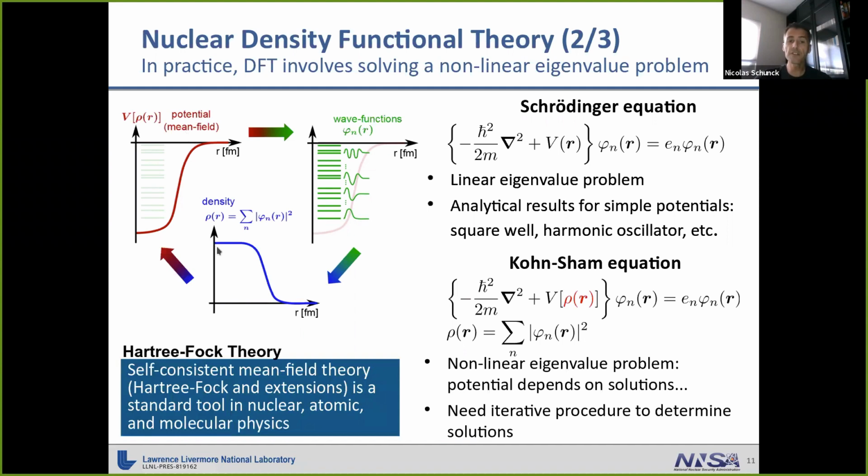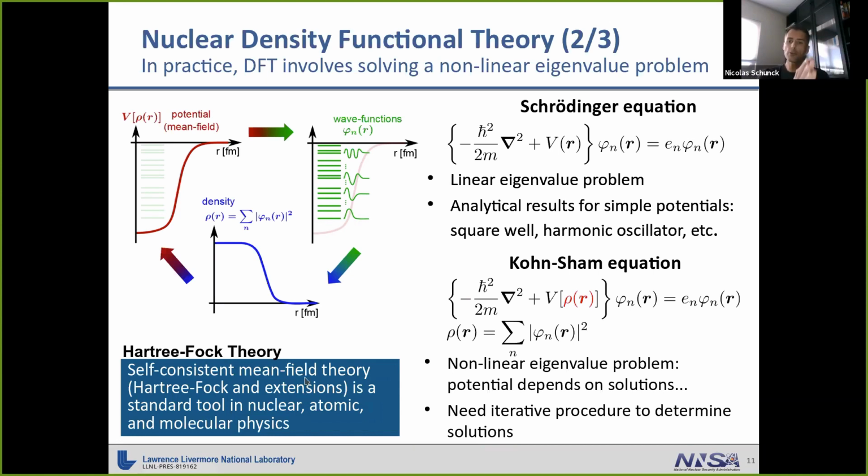So this self-consistent mean field theory is a standard tool of many branches in subatomic physics. It's used in nuclear physics, atomic physics, molecular physics. Hartree-Fock is kind of what I presented here. There are extensions. In fact, in nuclear physics, we use mostly the extensions, but I don't want to get into too many technical details. Okay, so we know that we want to calculate potential for fission.